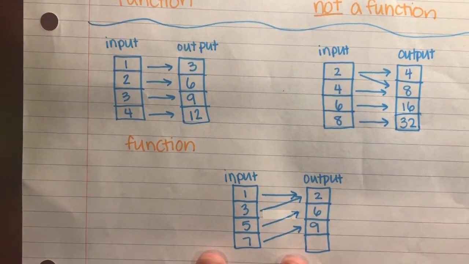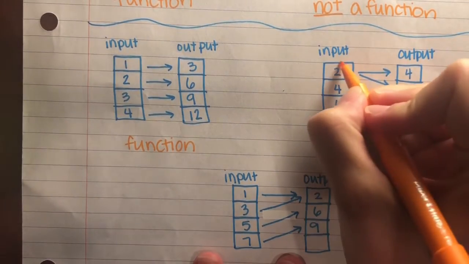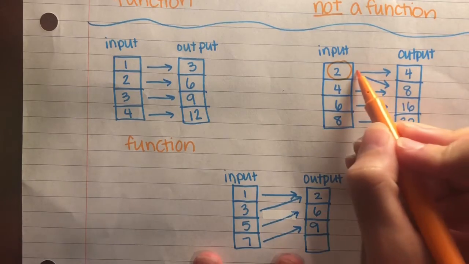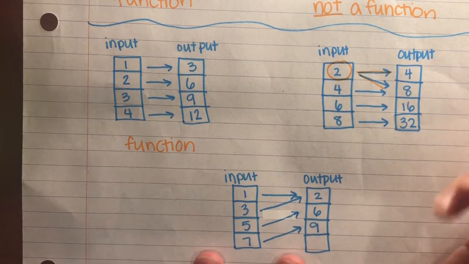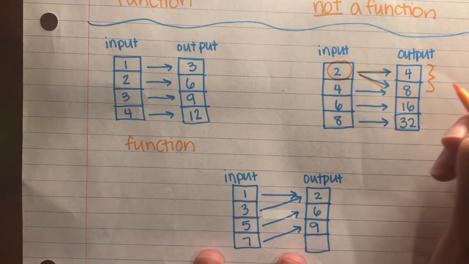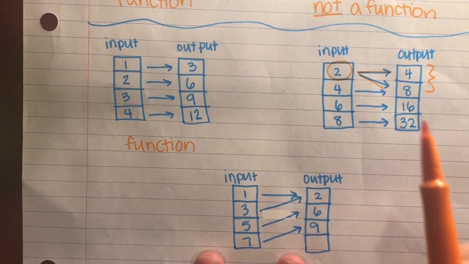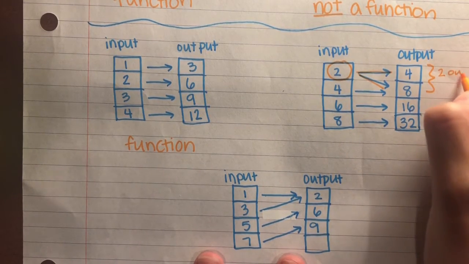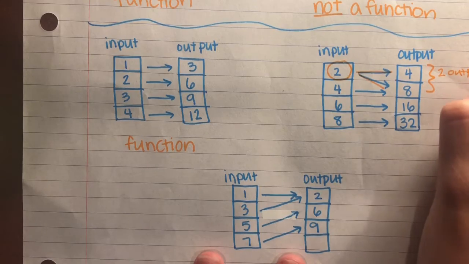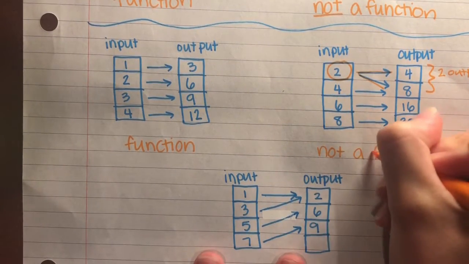Okay, in our next example, notice here that our input 2 has two outputs. It has an output of 4 and an output of 8. Remember, for each input, we need exactly one output. So here we have two outputs. So this means that this is not a function.